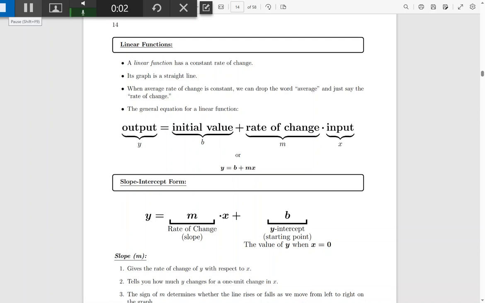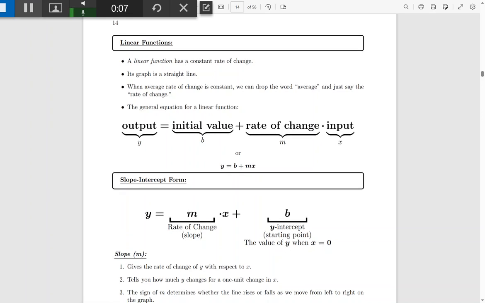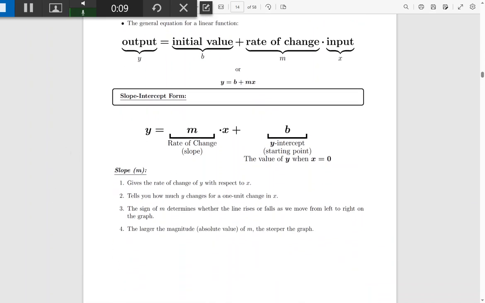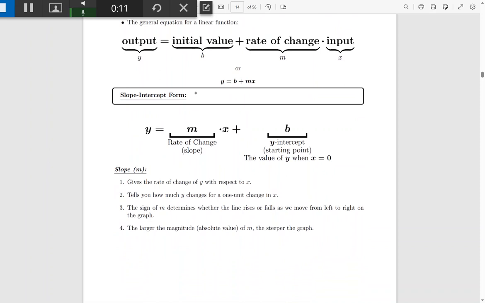There's a lot of reading on this next page, so I'm going to let you read through it, and I'm just going to highlight the bigger points here. In this class, we use slope-intercept form when we go to write the equation of a line. We automatically go to this formula, y equals mx plus b.